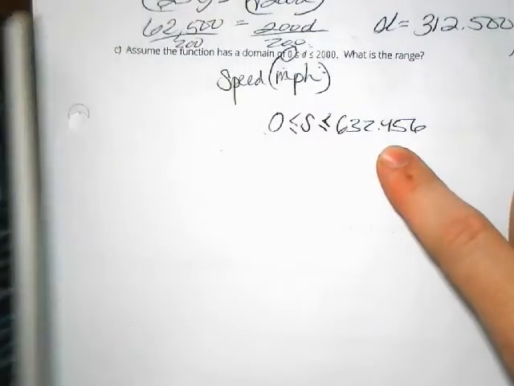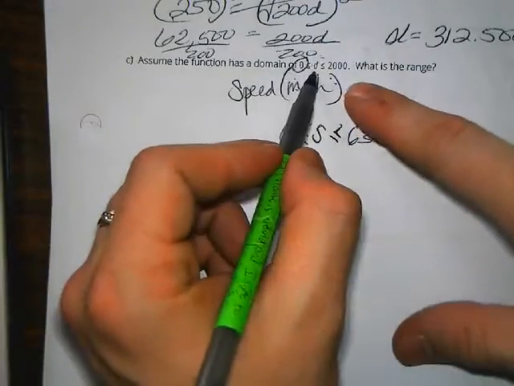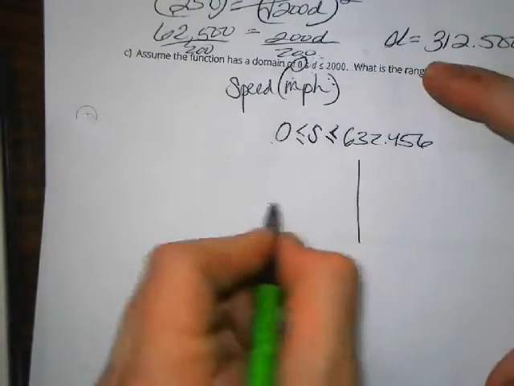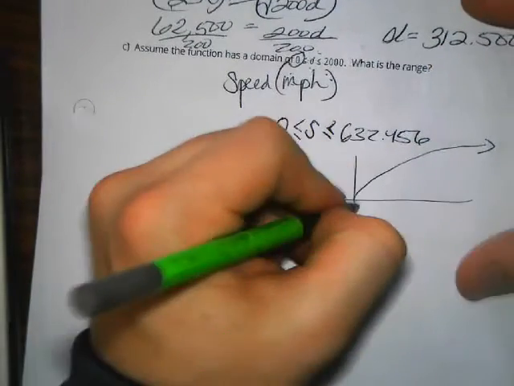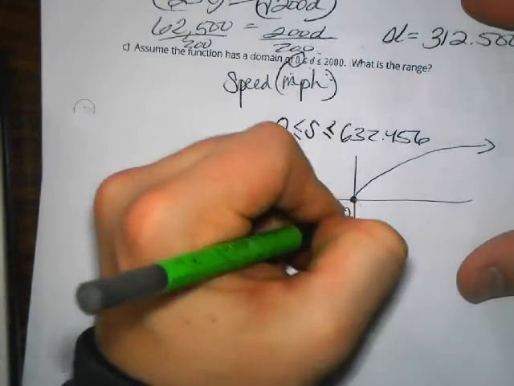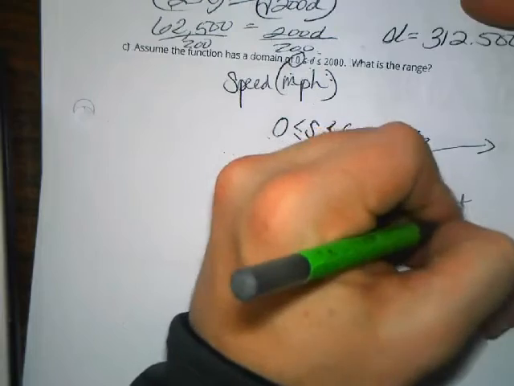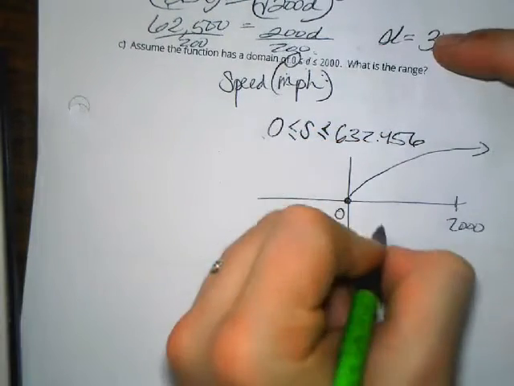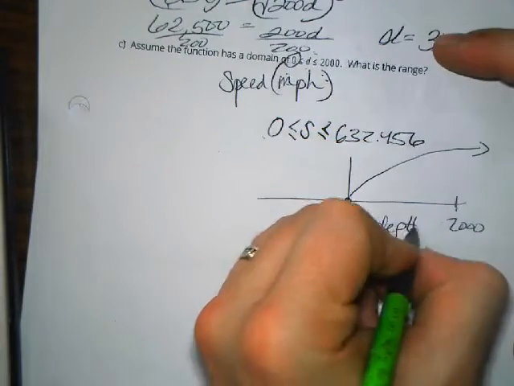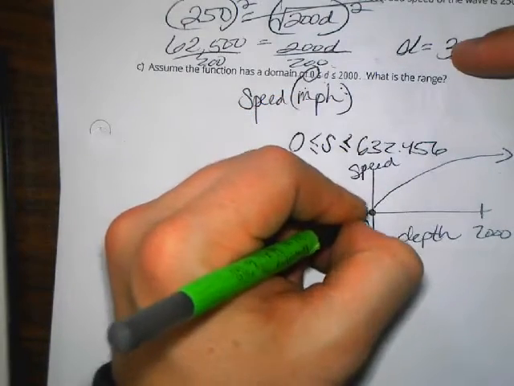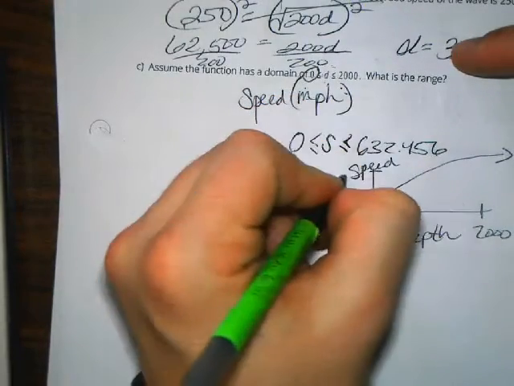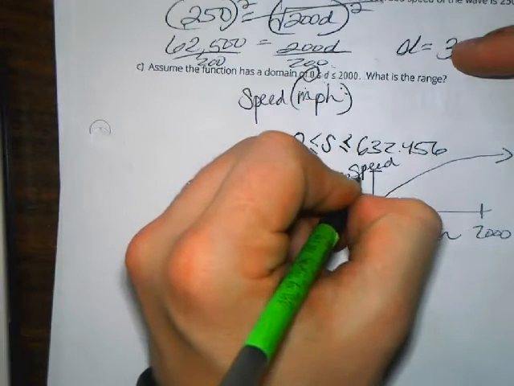All right. Now we've got, with this domain, our function looking like this. We went from 0 out to 2,000 on the depth, and on speed, we went from 0 all the way up to 632.456.